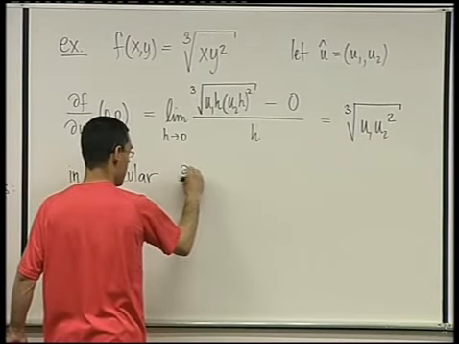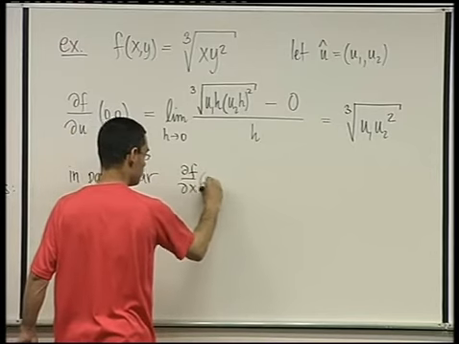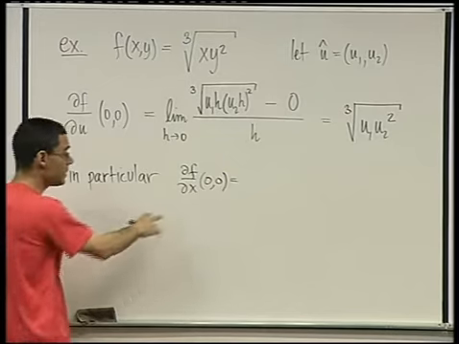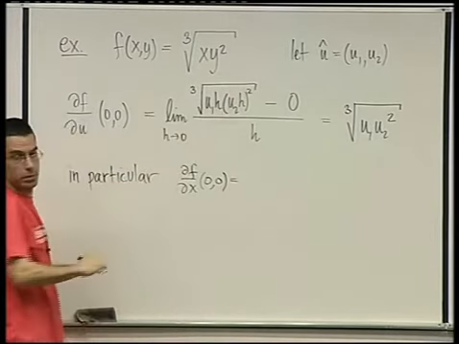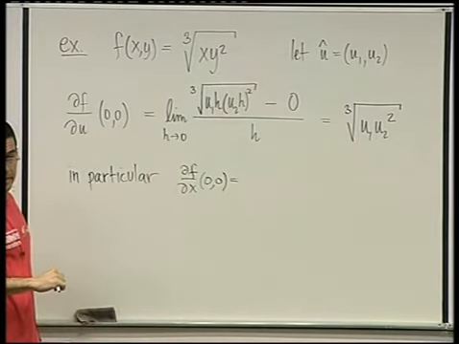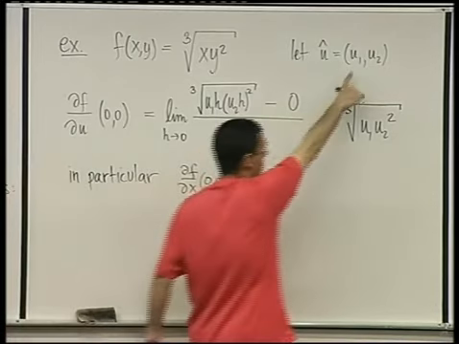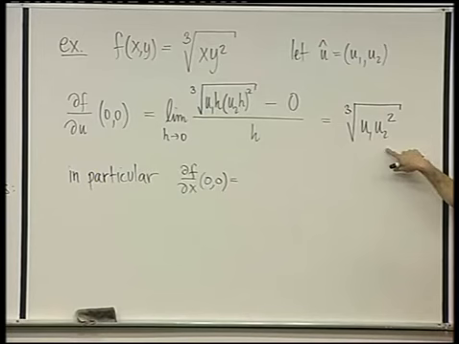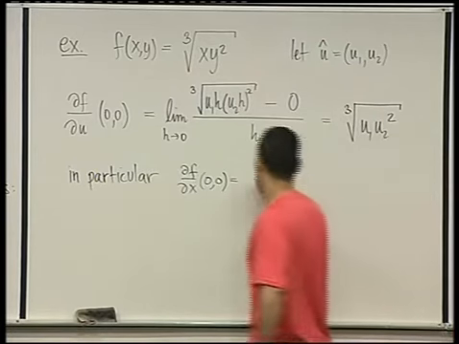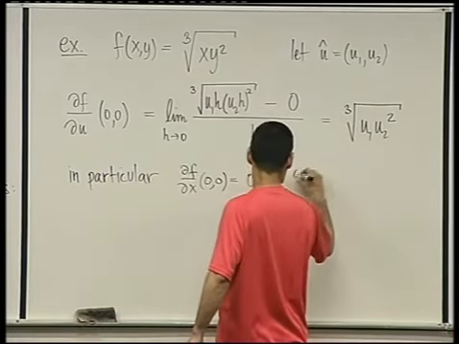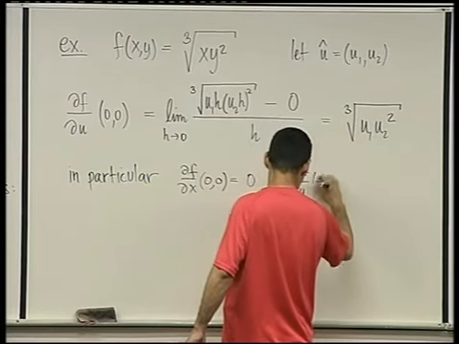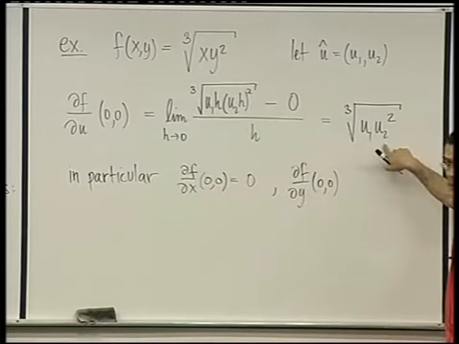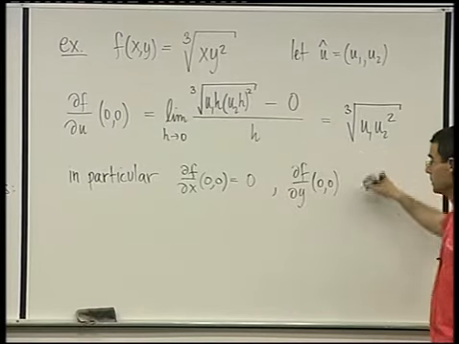In particular, what is ∂f/∂x at the origin? So ∂f/∂x just means plug in (1, 0) for u, right? That's the x direction. If you take u1 to be 1 and u2 to be 0, what do I get? 0, right? Because u2 is 0. And likewise, ∂f/∂y. Plug in (0, 1) for u1 and u2. You still get 0, now because u1 is 0.